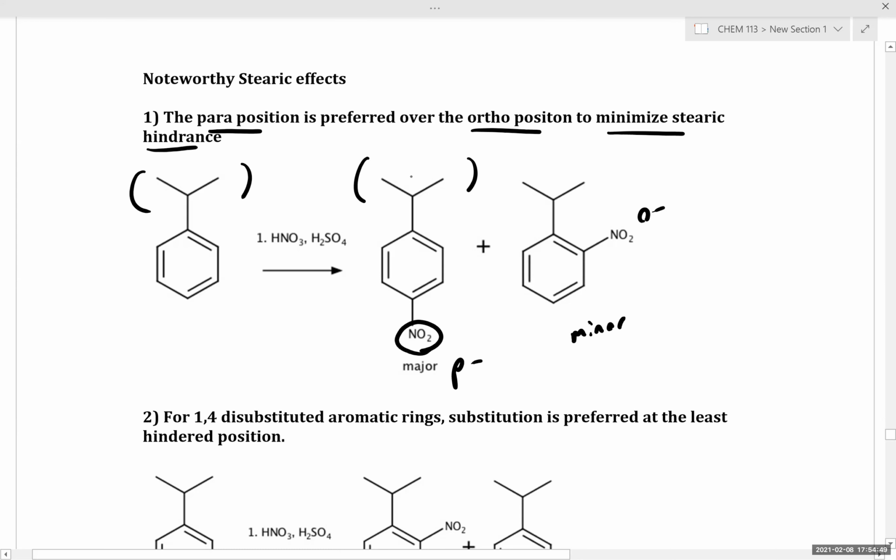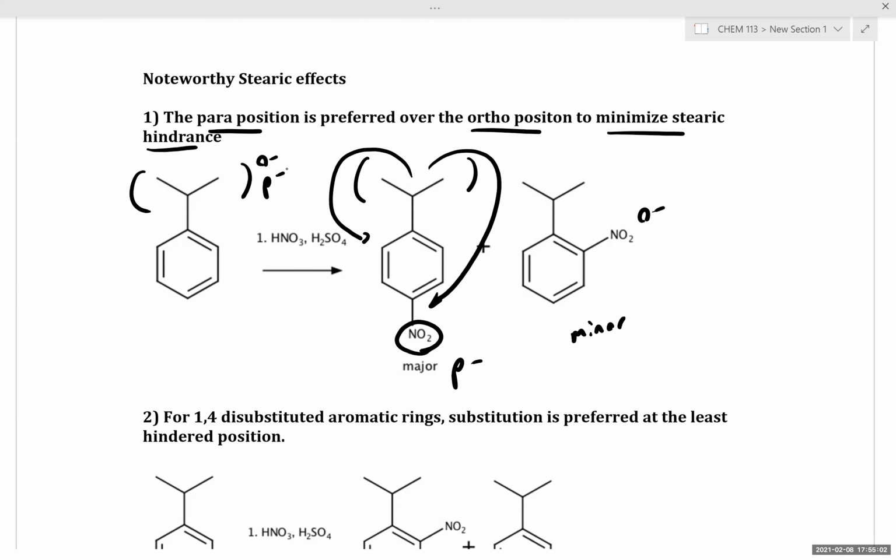We're still dealing with directing effects here. Fundamentally, this isopropyl group still is an ortho-para director. However, if we have a choice between the ortho and para position, the para position is preferred to minimize steric hindrance. Does that idea make sense?